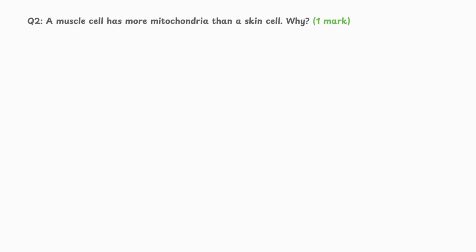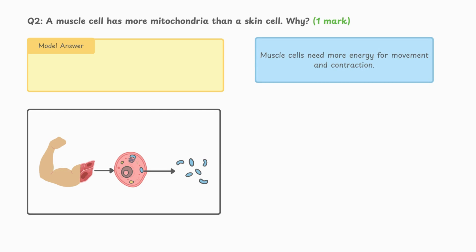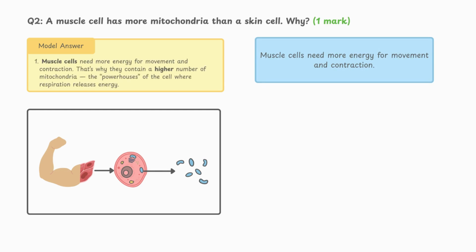This next example focuses on how cell structure links directly to function. Let's look at example 2, understanding cell functions. A muscle cell has more mitochondria than a skin cell. Why? Muscle cells need more energy for movement and contraction. That's why they contain a higher number of mitochondria, the powerhouses of the cell where respiration releases energy.